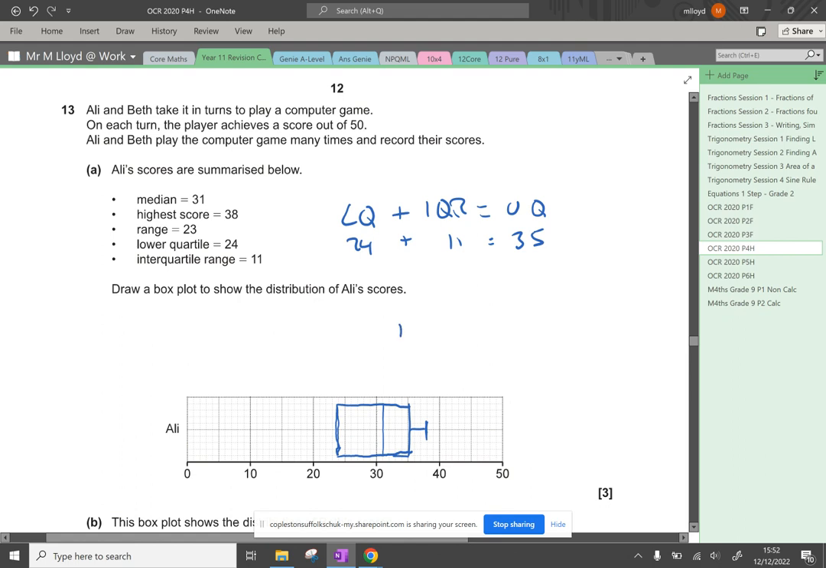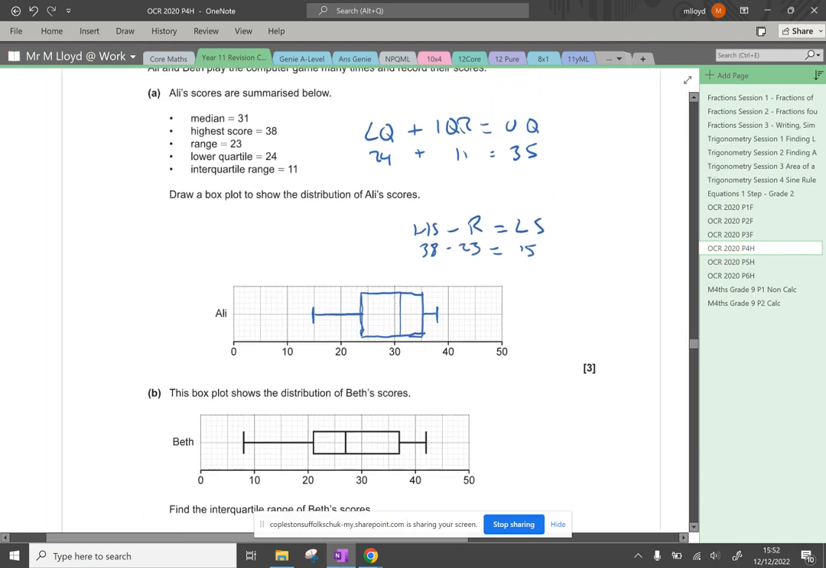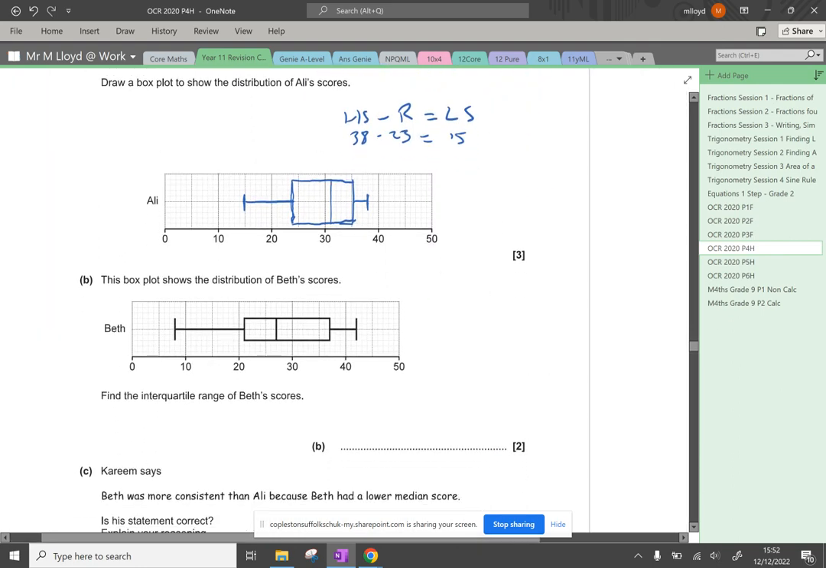Right, now our high score take away the range will give us the lowest score. 38 take away 23 is equal to 15. So that comes down to there. Like so. Fantastic. There we go. Happy with that? Okay, this box plot shows the distribution of Beth's scores.